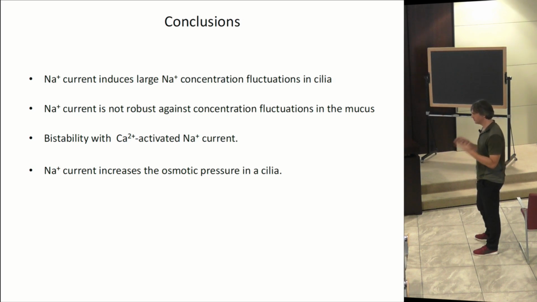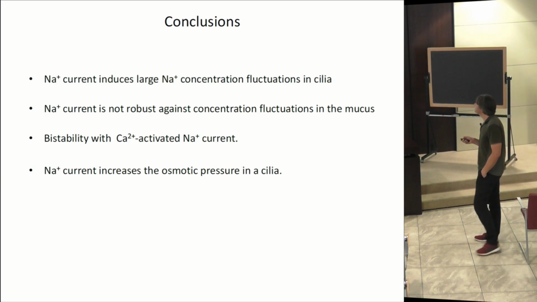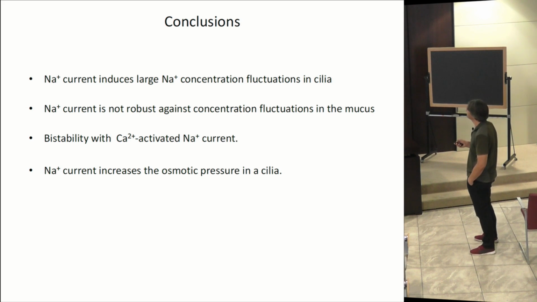current. Although they are both depolarizing currents, there's a big difference in which ion species carries the current, because of the small spaces that you have. The sodium current induces large sodium fluctuation in the cilia, and is not robust against concentration fluctuation in mucus. This large concentration also affects the exchangers, which, if you had calcium activated sodium currents, would give you bistability, and it would also increase the osmotic pressure.